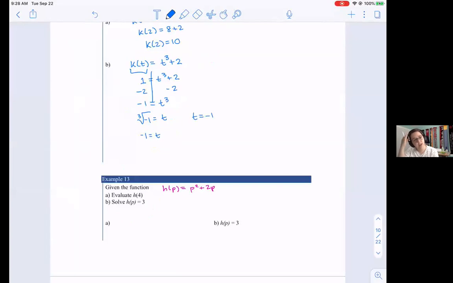We're given the function h of p equals p squared plus 2p. Evaluate h of 4 and then solve h of p equals 3.